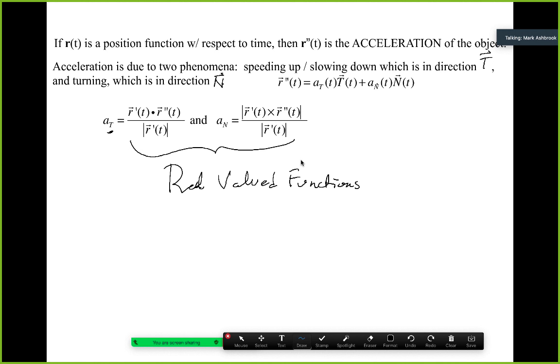If you want the vector valued versions, then you're just going to take this one times the t vector and take that one times the n vector. If you want all the acceleration, then you add it all together. And that's the same as the second derivative.